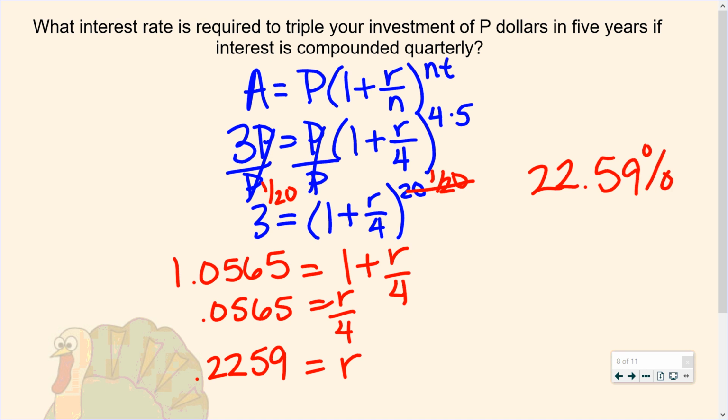Okay, so I wanted to show you that one because we don't always have to use a log if it's an exponential equation. If we know what the exponent is, and our variable is somewhere else, you can just use reciprocal powers. Okay?